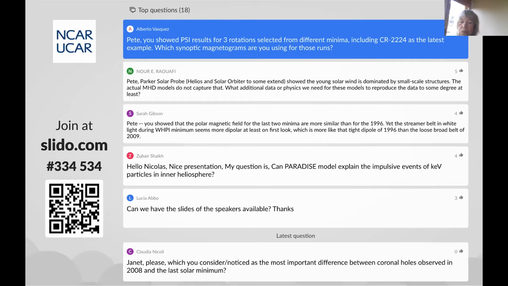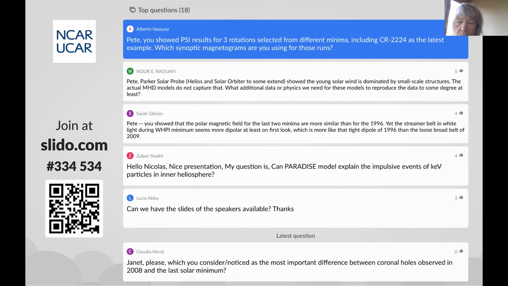Yeah, we used HMI for the most recent ones, and before HMI data were available, typically we use MDI. But we've also run these calculations back many years. So the ones from WSM, I think they used Kitt Peak, if I'm not mistaken.